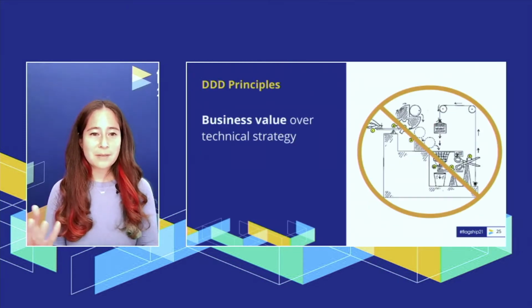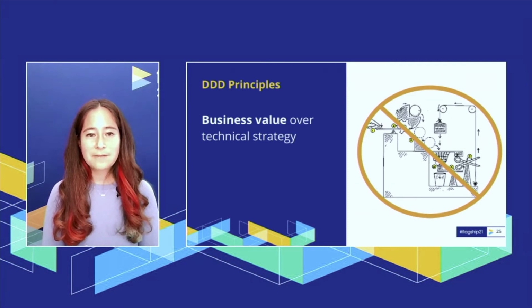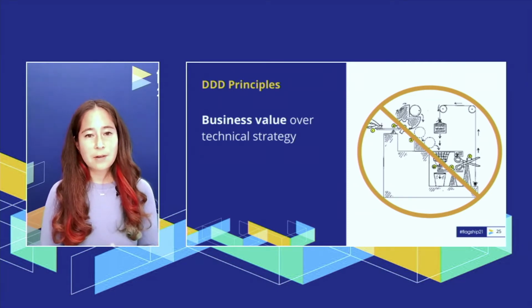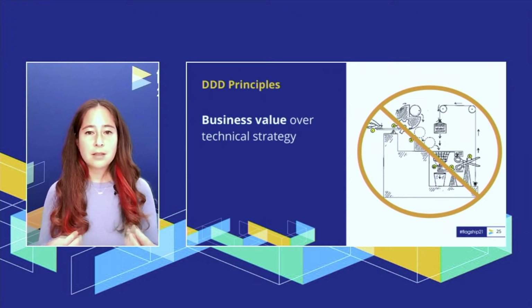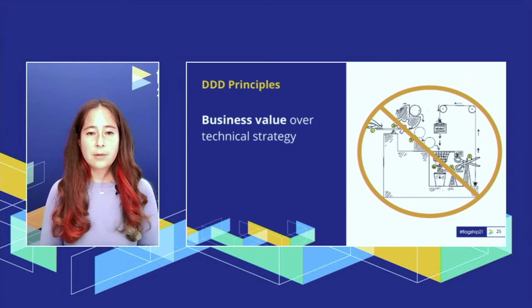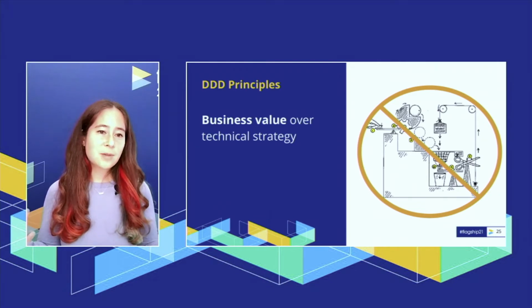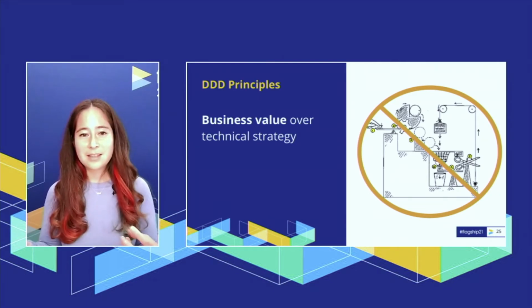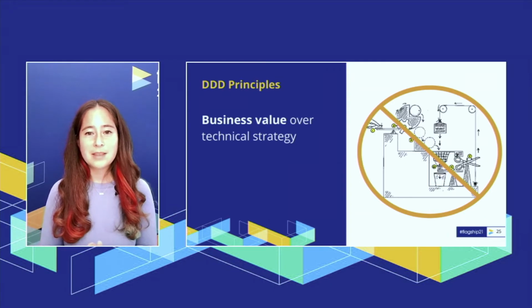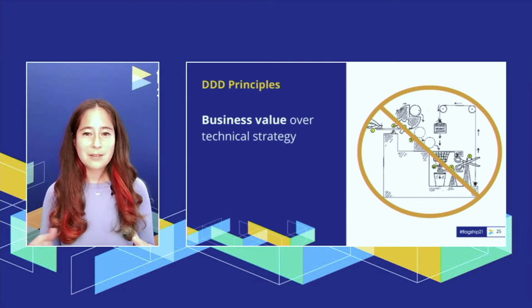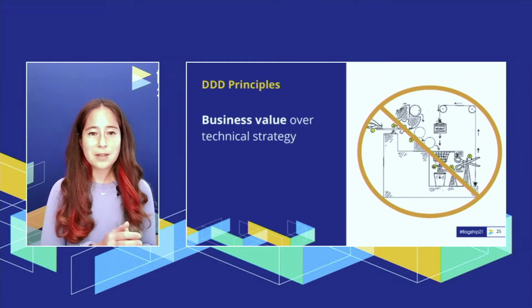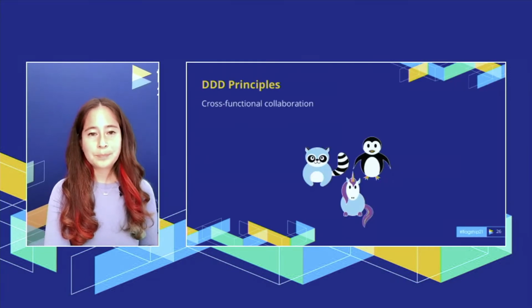So what are the principles behind domain-driven design? The first one is business value over technical strategy. The idea here is to really focus on solving problems for your customers, right? As engineers, we often like to play with the newest technology or try to see how we can make something work. But this one really is saying that you want to focus on solving the actual business problems and not playing with the new technology. Obviously, if the new technology helps you do the thing, you should do it. But in general, you want to focus on the business problem.